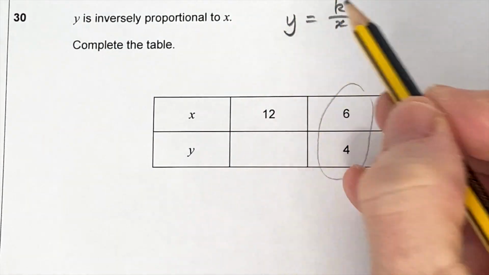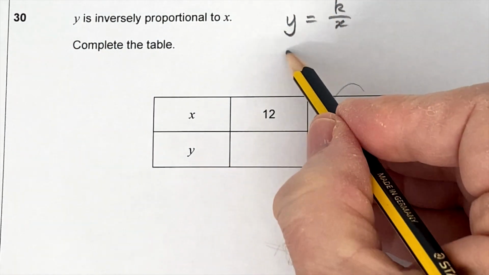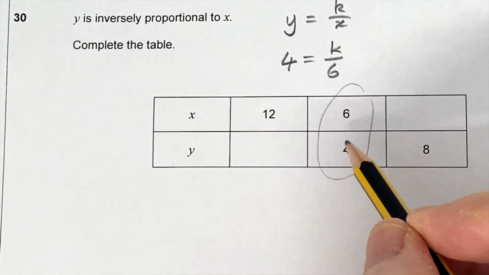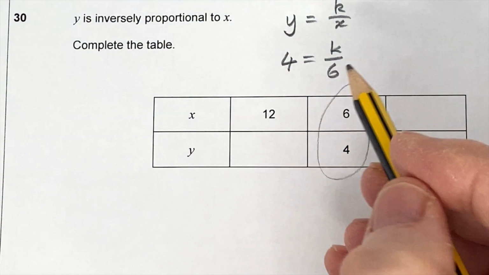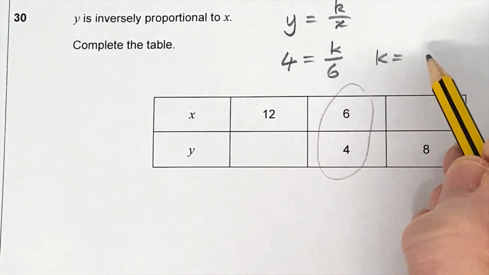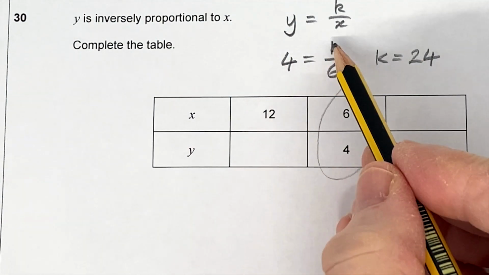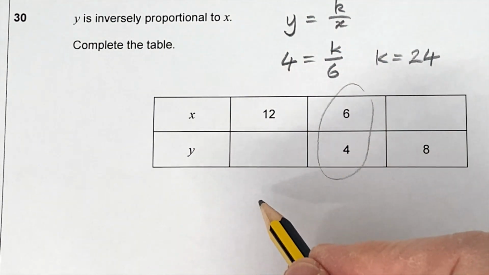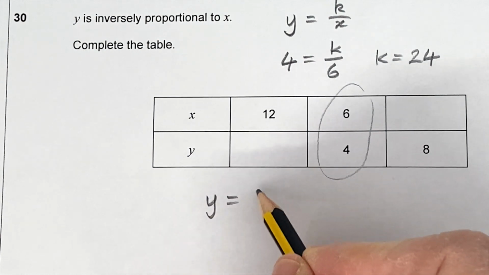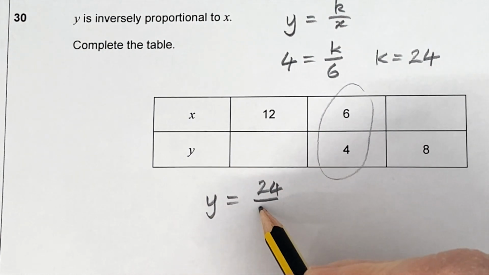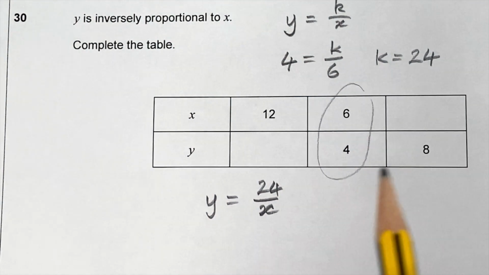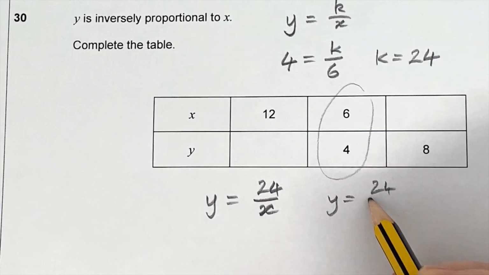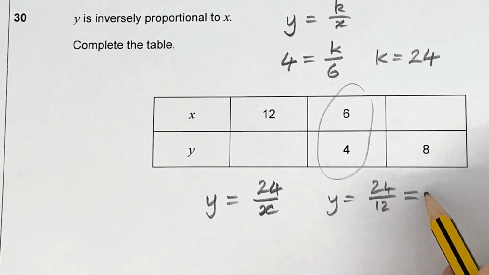We can put that into our little formula here, and we've got 4 equals k over 6. I've put the y value in, I've put the x value in. That means that k must be equal to 24, because 4 equals 24 divided by 6. So now we know that k is 24, we can put that into our formula. So y equals 24 over x. Now that means when x is 12, y will be 24 over 12, and 24 divided by 12 is 2.